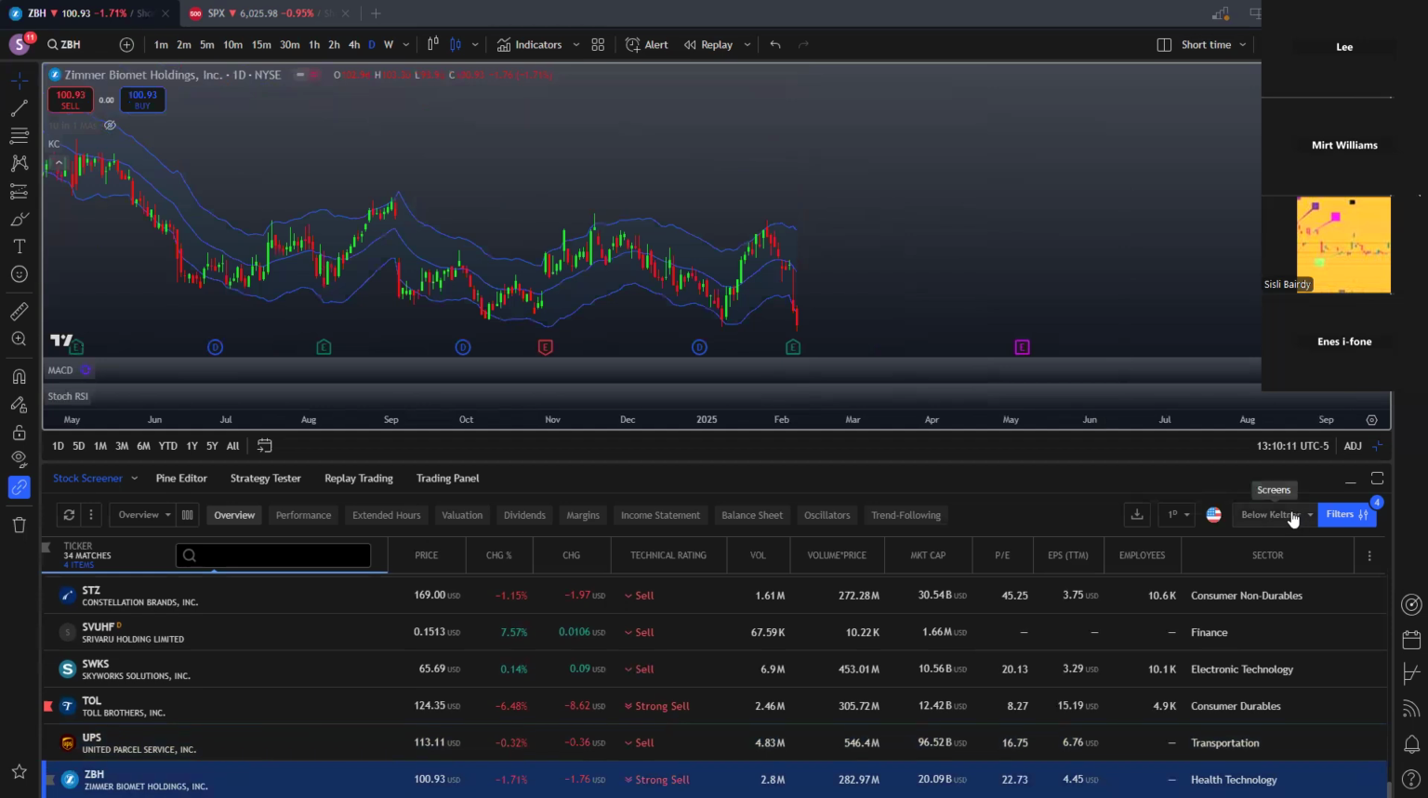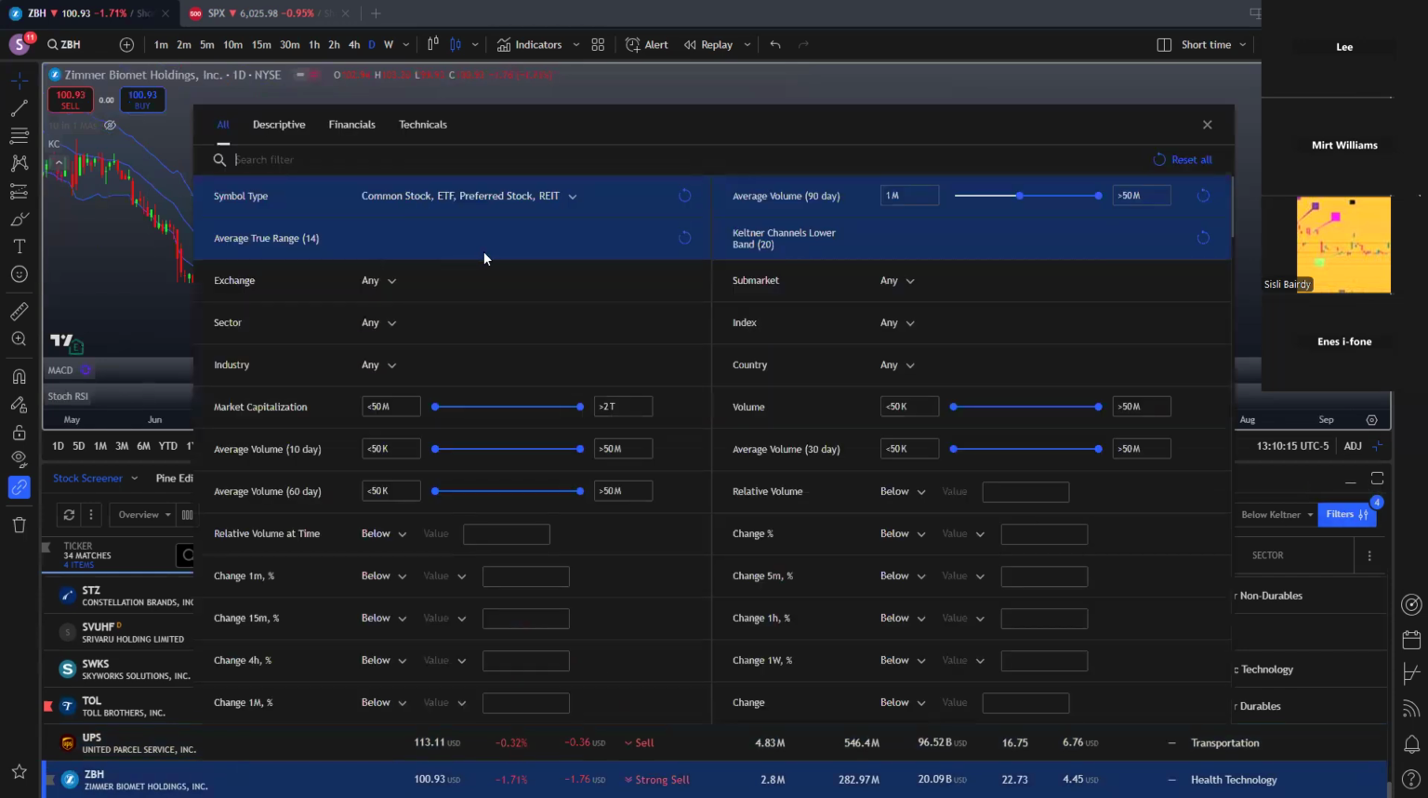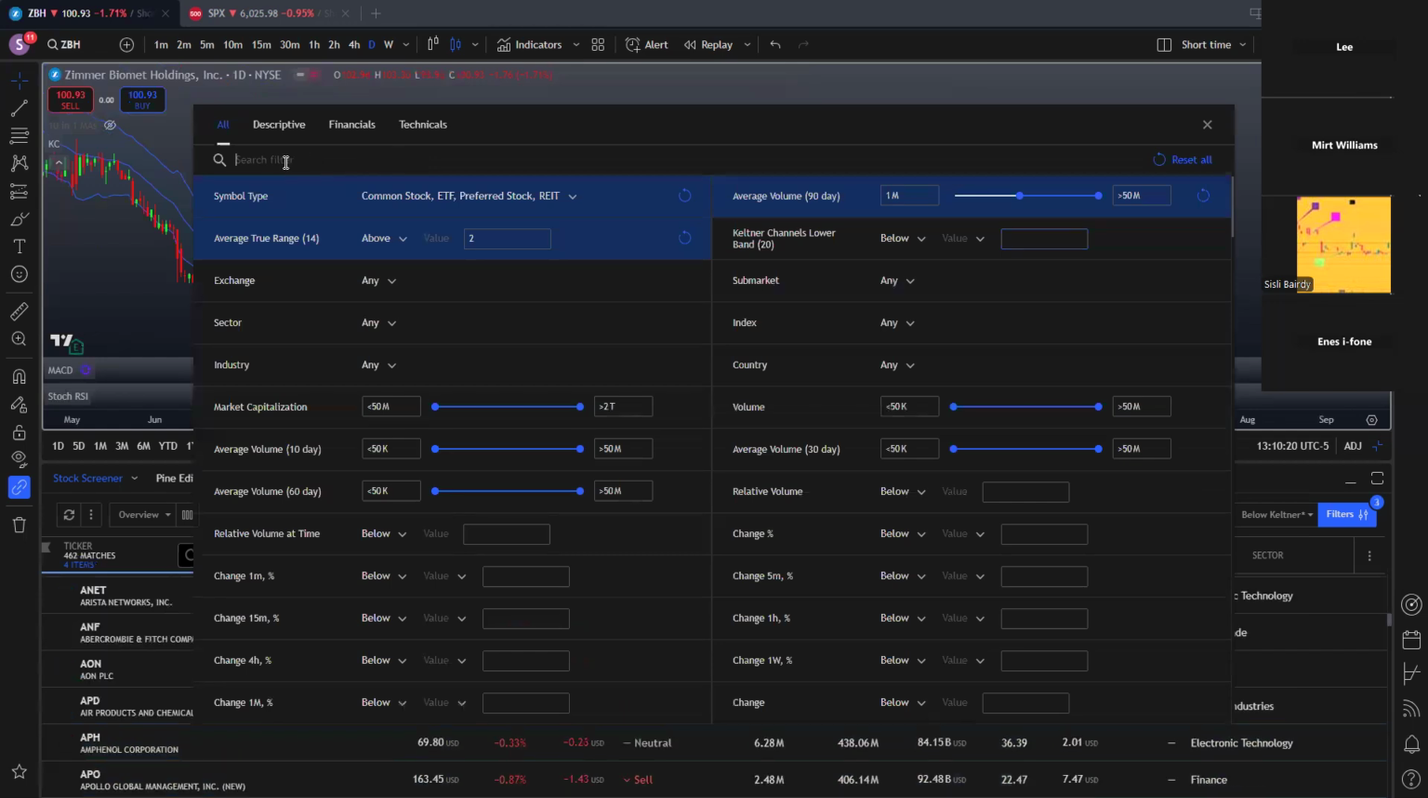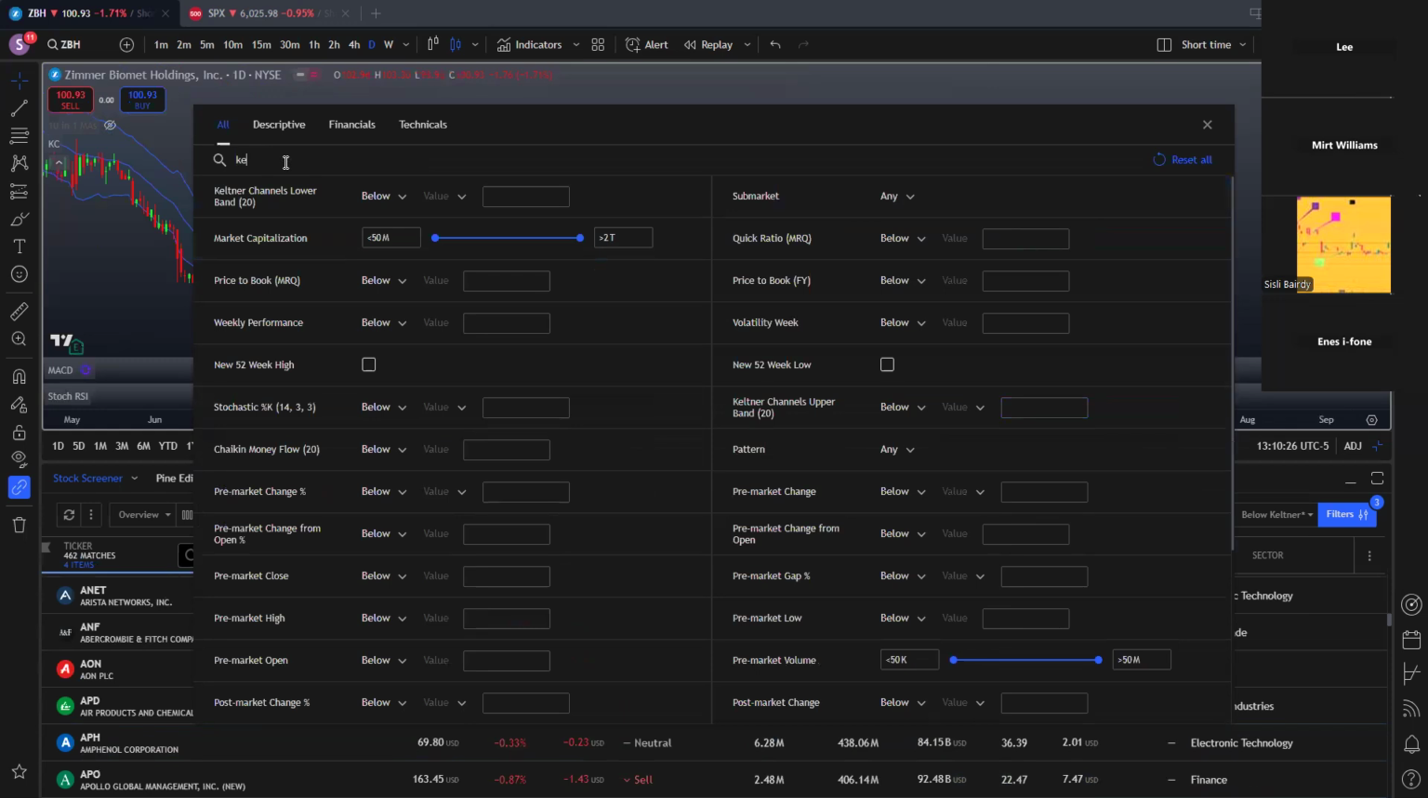Cool. Let's go over and let's go build another one. So all I'm gonna do is go to the filter. I'm gonna leave everything else the same. Matter of fact, I'm gonna close that and then type in Keltner channel again because I want the one with the higher band.